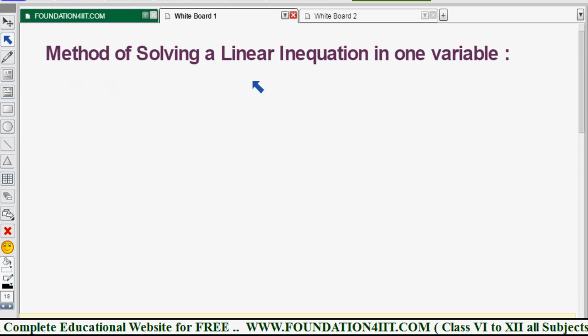Method of solving a linear inequation in one variable. So let me show you one example. How to solve a linear inequation step by step. For example, let me take one question, an inequation. So 12 plus 1 5 by 6x less than or equal to 5 plus 3x. Okay. So this is the inequation. It is a linear inequation in one variable because x is the only variable.